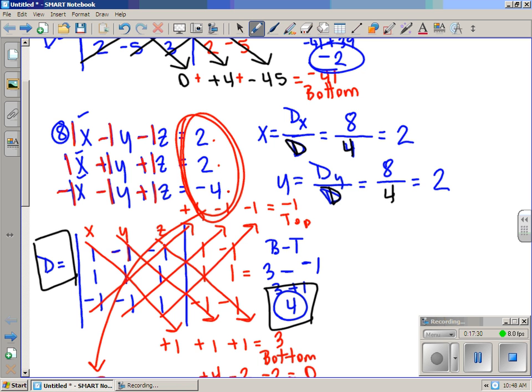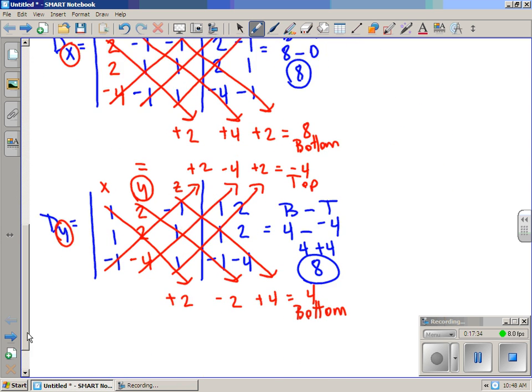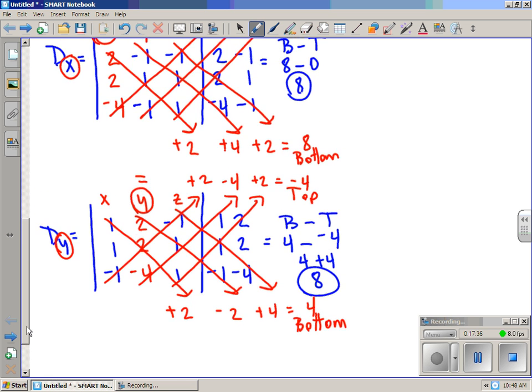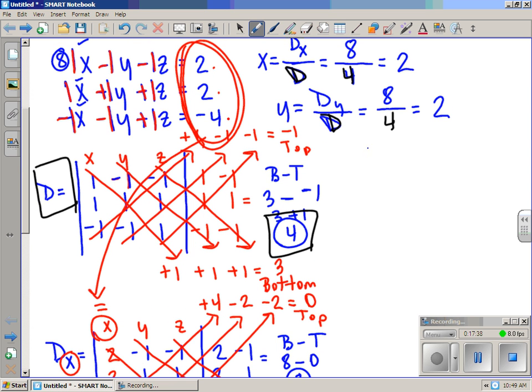I don't remember both of those coming out to be the same thing. Then finally, we need to find z. There are several ways to find z. If you want to, you can do the determinant of z and divide it by your determinant of the whole thing. However, usually at this point, we have run out of room. The easiest way to find z is to use substitution.